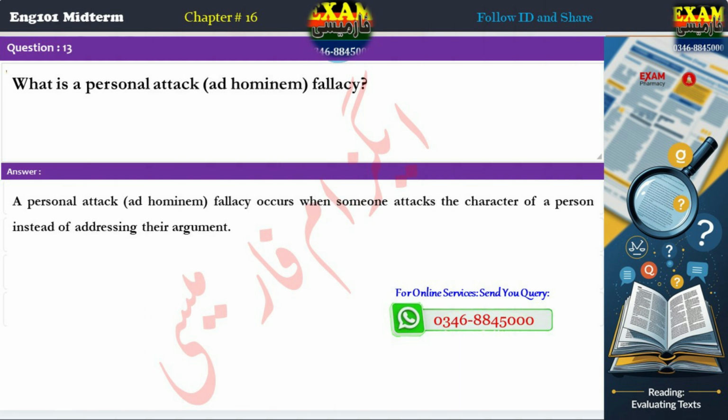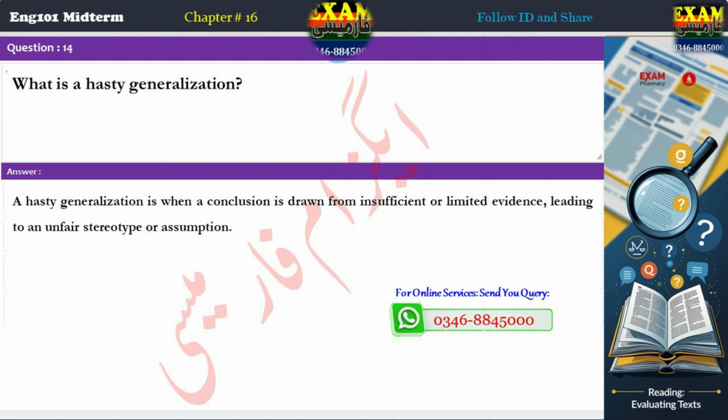13. What is a personal attack, or ad hominem fallacy? Answer: a personal attack, ad hominem fallacy, occurs when someone attacks the character of a person instead of addressing their argument. 14. What is a hasty generalization? Answer: a hasty generalization is when a conclusion is drawn from insufficient or limited evidence, leading to an unfair stereotype or assumption.